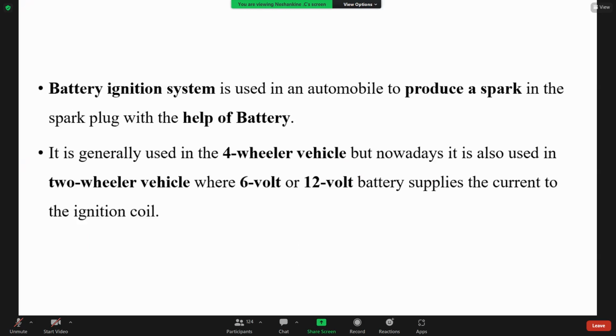Okay, I already discussed with you the battery ignition system. Spark will be produced with the help of a battery. Generally we used it in four-wheel vehicles, but nowadays we use it in two-wheel vehicles also. Here we use 6 volt or 12 volt batteries to supply the current.